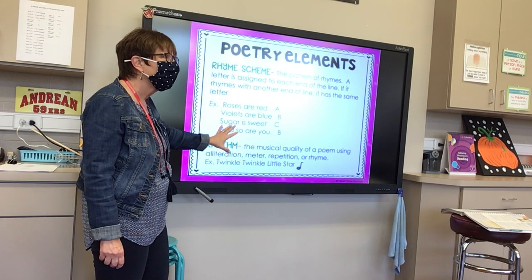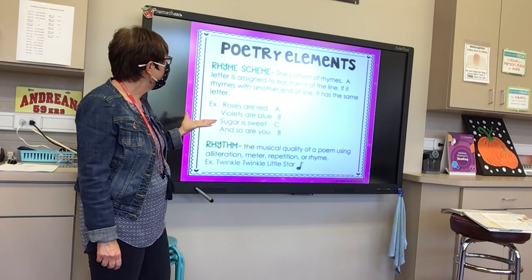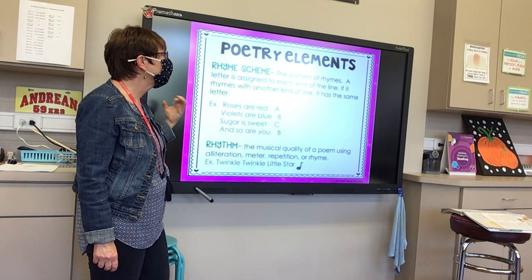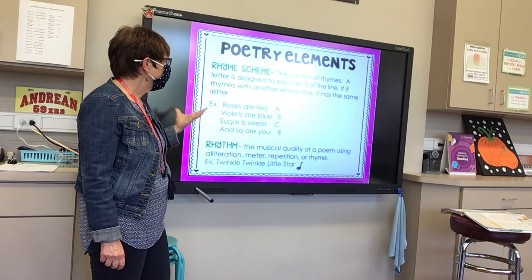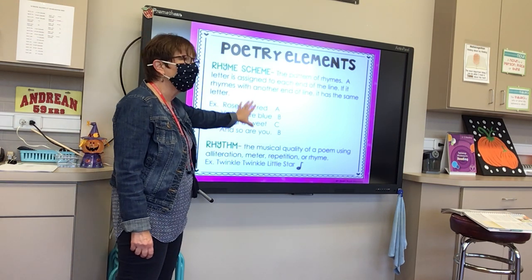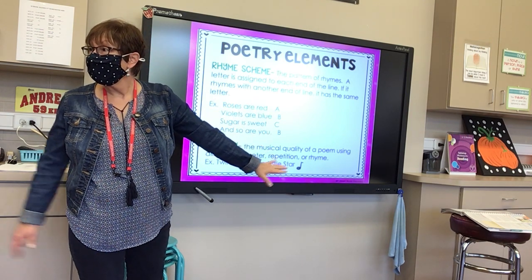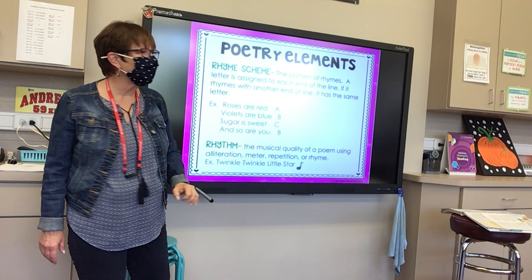Oh, there's more. Rhyme scheme, the pattern of rhymes. A letter is assigned to each end of the line. If it rhymes with another end of line, it has the same letter. So here, this is important. Look at this. I'm pointing it out because it's important. Mikey, are you looking at our rhyme scheme?